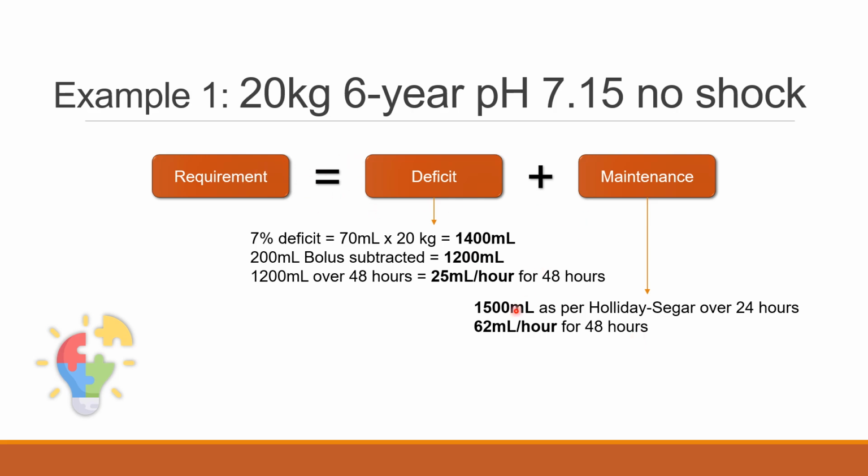Total requirement of the child: 25 ml per hour plus 62 ml per hour, that is 87 ml per hour. That is the total fluid requirement of this patient. This is how a fluid requirement is calculated for diabetic ketoacidosis patients. So I hope you have understood. If you have not understood, or there is some confusion, you can go back a few minutes and watch this slide again. If you are confident, then let's try this exercise.